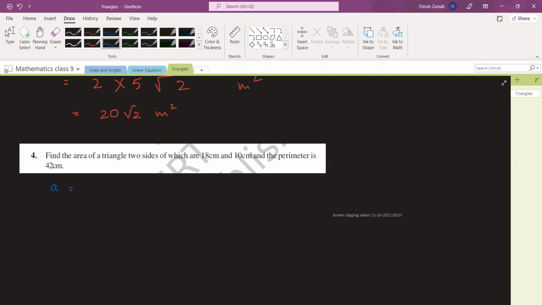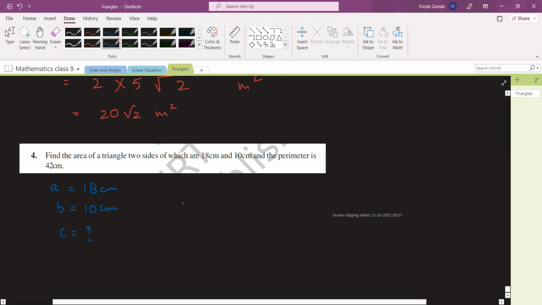So two sides are given, right? A is 18 centimeter and B is 10 centimeter. C, you don't know. Okay. And perimeter is given.